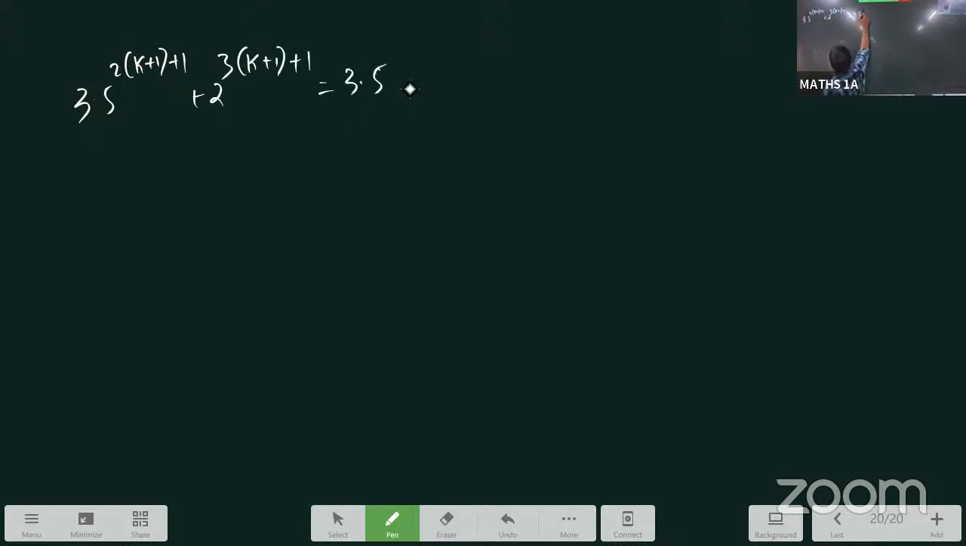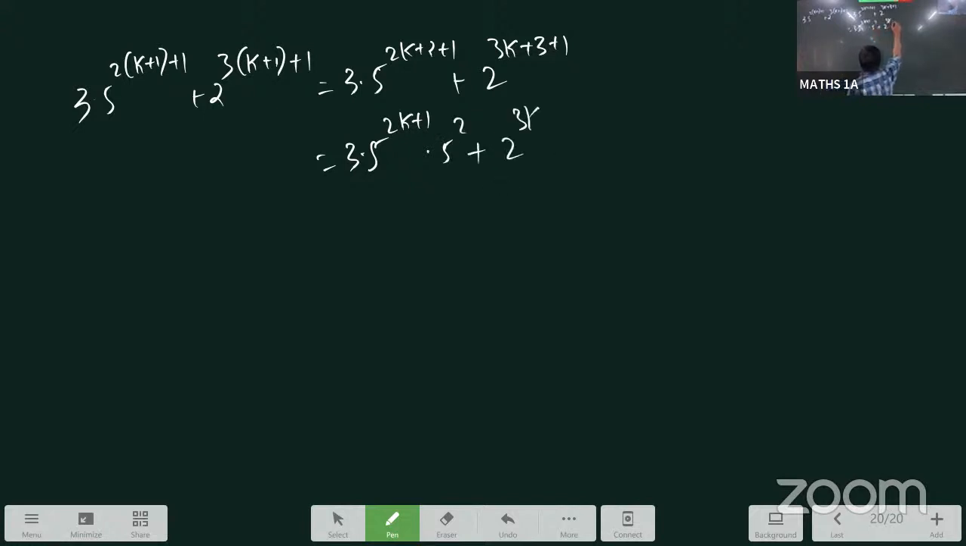3 into 5 to the power 2k plus 2 plus 1, plus 2 to the power 3k plus 3 plus 1. Now I will interchange like this. 3 into 5 to the power 2k plus 1 into 5 square, 2 to the power 3k plus 1 into 2 cube. Correct, no? Again, when bases are equal, you add powers, you are going to get the same thing.